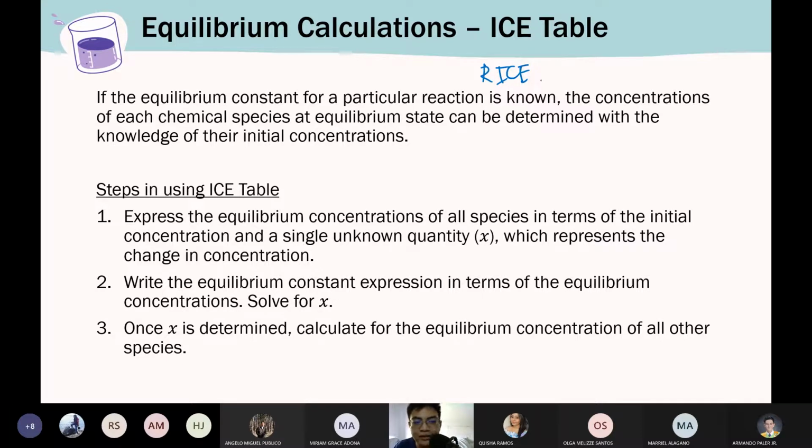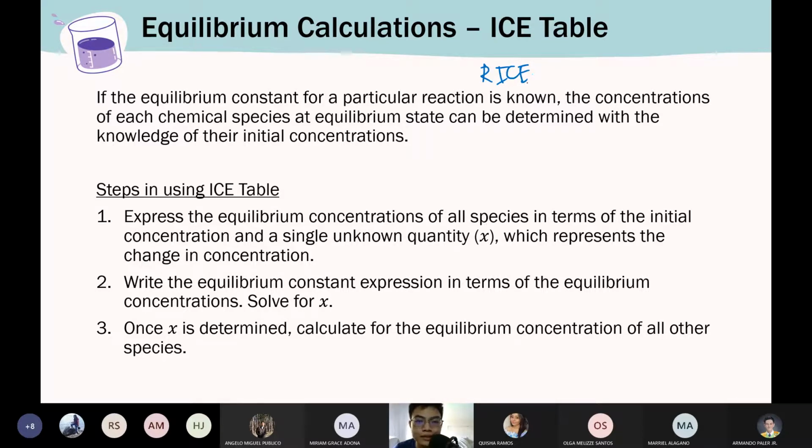Bakit may algebra? May algebra kasi we don't know yet, no? How much will change. So, we will use x, no, as an unknown quantity. Okay, so yun yung C, yun yung change. It is an algebraic expression, okay, usually represented by x so that we can tell ano karami yung mawawala, okay?